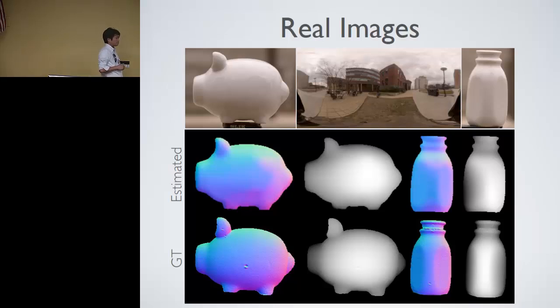So this model is helping you to better shape from shading? Yes, yes, for arbitrary reflectance. So it's not Lambertian. Yeah, definitely.